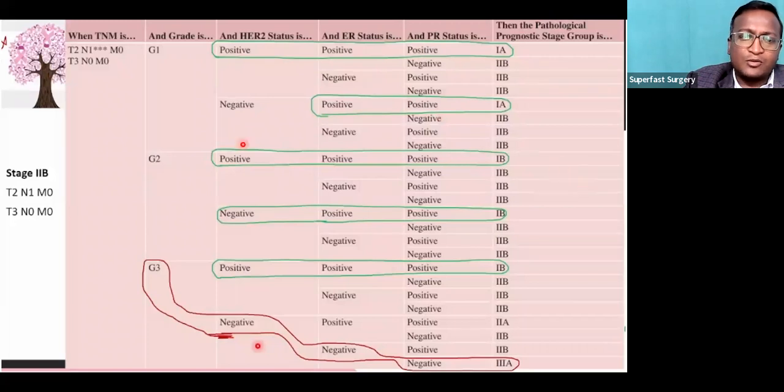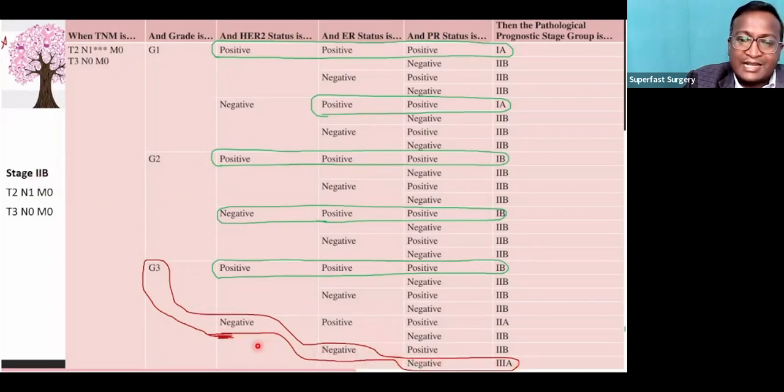But in the recent AJCC, they have used this form of pathological prognostic stage. Now, what does that mean? I will not tell in detail, but let us understand this concept because these are recent changes. The anatomical stage will tell you that it is stage 2B because the tumor is T3N0 or T2N1, but the actual pathological prognostic group can be either more than 2B or less than 2B. Like if it is grade 3, and ER, PR and HER2 are all negative, then it cannot be treated as 2B.